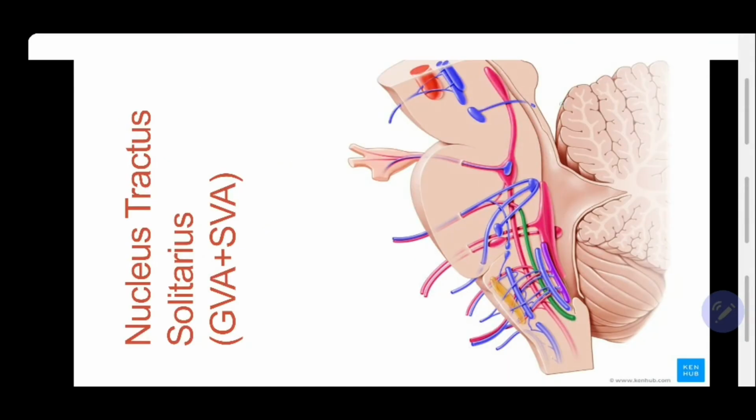Okay, so now I will be showing you the images of these nuclei, how they are arranged in the brainstem. So here we are talking about the most medial functional column, that is general visceral afferent plus special visceral afferent, because the two functional columns join and form a single nucleus, and that is nucleus tractus solitarius. So in the given image, there's a brainstem: this is the midbrain, this bulged anteriorly is the pons, the nodular thing, then you have this medulla, and down below is the spinal cord.